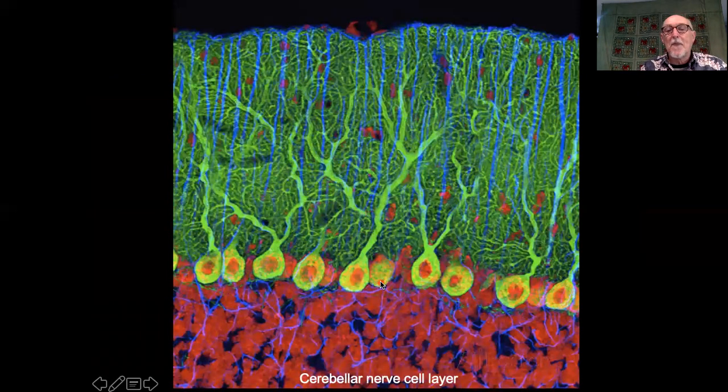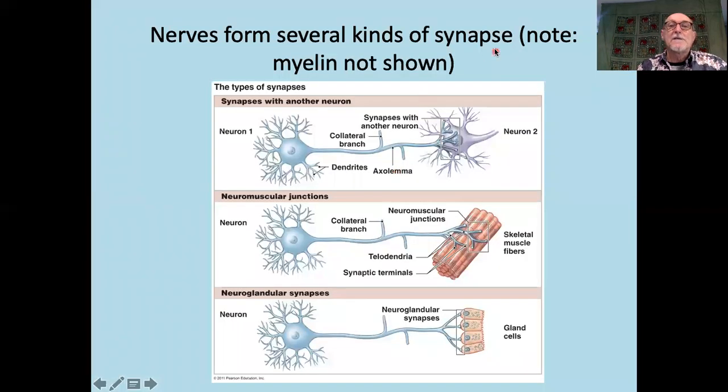Here's another one here. These are cells of the cerebellum, which is part of the brain structure we'll hear about later. You can see the cell bodies quite clearly. And then these are all dendrites here. I don't know where the axons are, but these are all dendrites here, receiving information there and communicating one cell with the other.